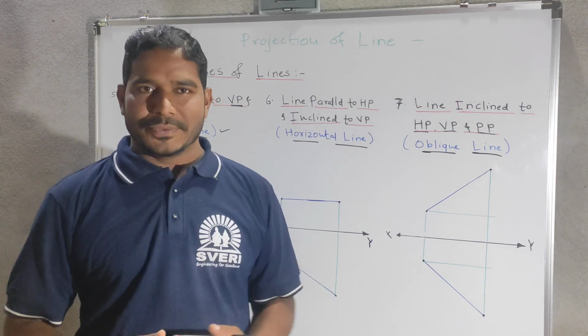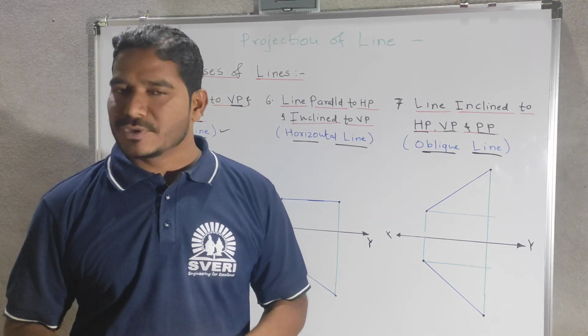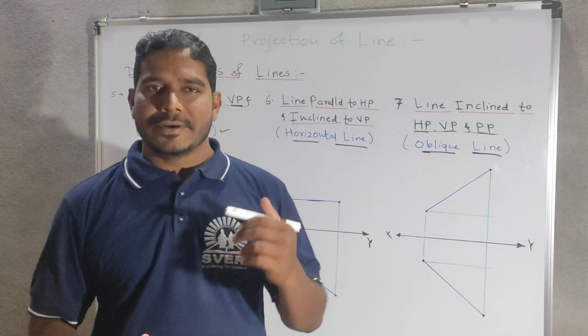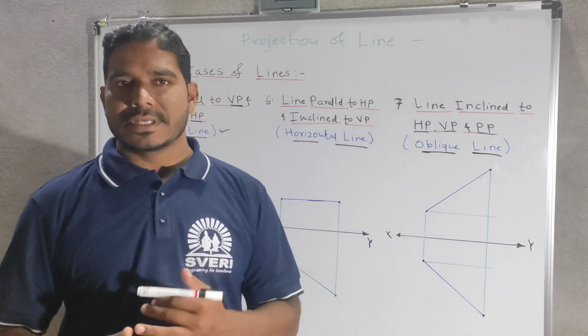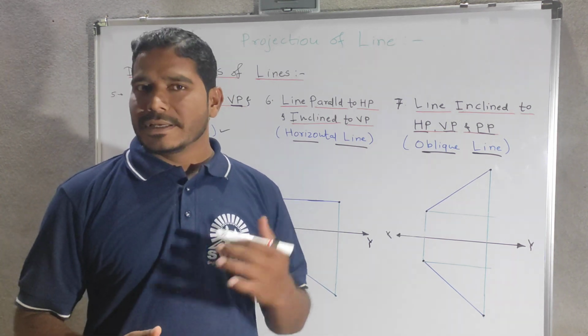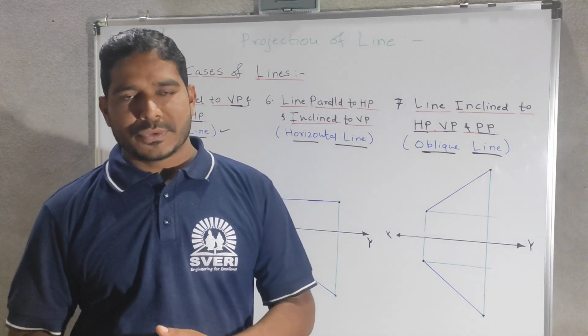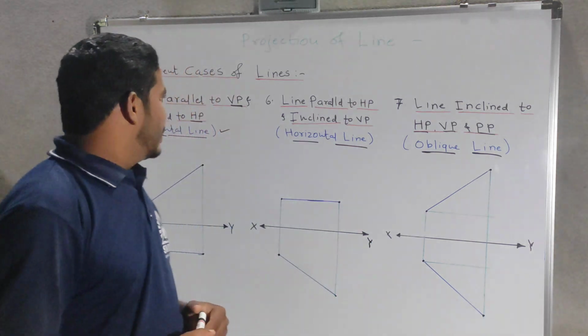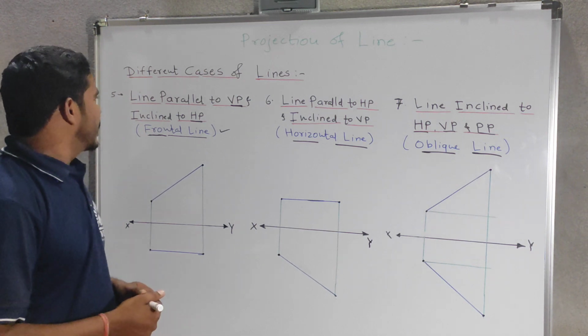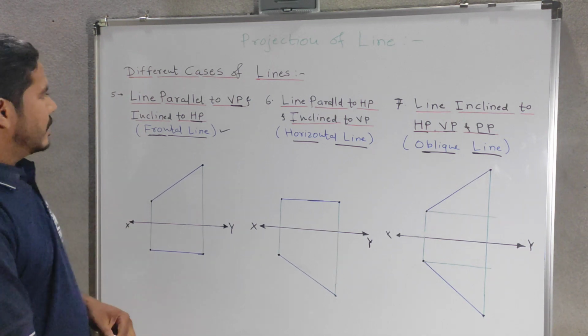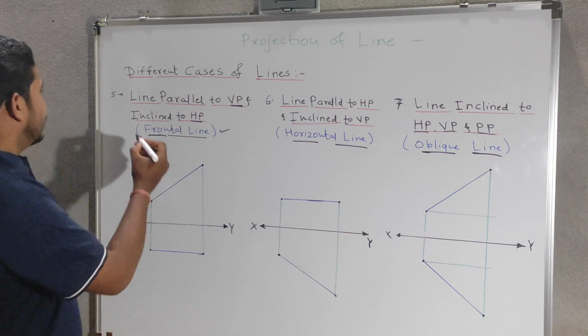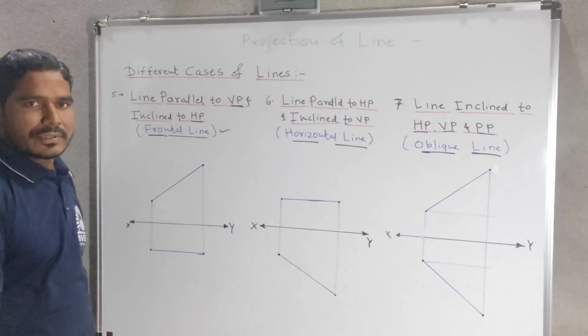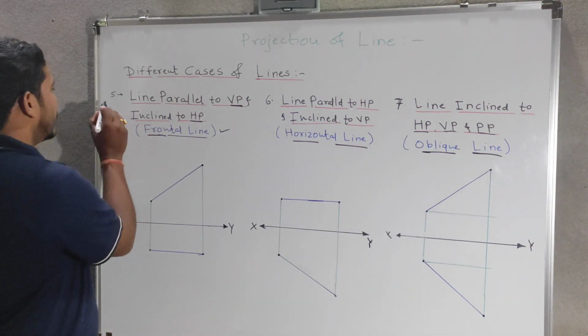In our last video, we started the different cases of the projection of lines, and in that we have seen the 4 cases. Now, whatever the remaining cases are, we are going to see in this video. So we'll start. The remaining 3 cases are here. In the last one we have seen the 4th, so we start from the 5th.